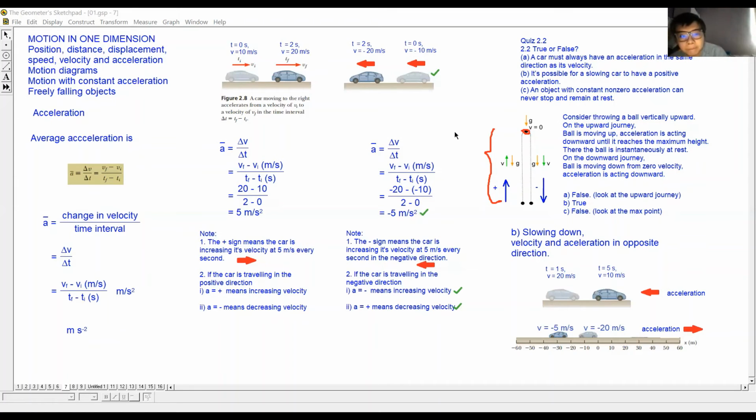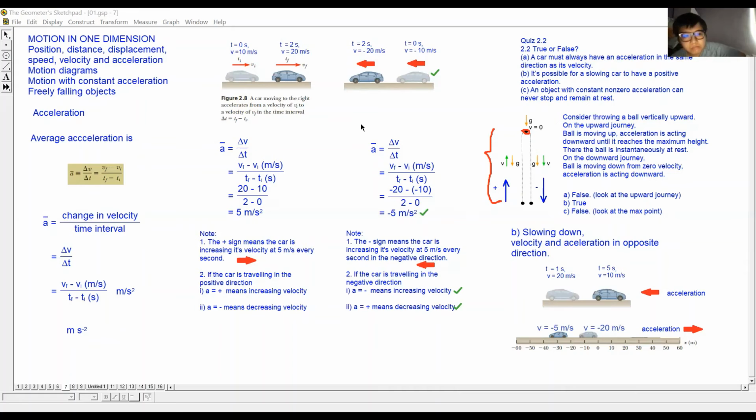Okay. Now let us look at this B again. This B again, slowing down. Now this slowing down here is actually referring to the same example, but instead of accelerating, I'm going to consider this car slowing down.